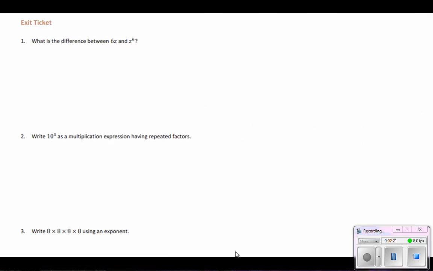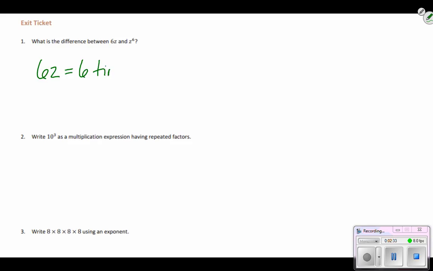What is the difference between 6z and z to the power of 6? Well, 6z is actually equal to 6 multiplied or times by the variable z. So I can show that as z plus z plus z, repeated addition, and we're adding z 6 separate times. So repeated addition, the shortcut for that would be using multiplication: 6 times the value of z.